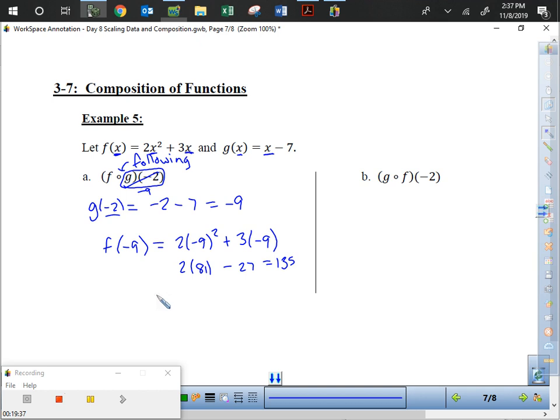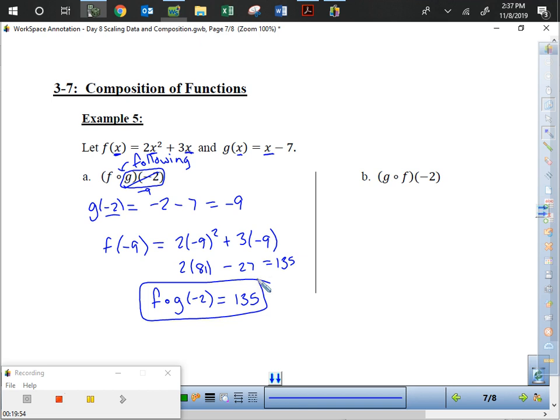So we'll write this like we saw it. I actually don't like this version very much. I don't add in extra parentheses. I'll just say F following G of -2 equals that 135. And that's the final answer.